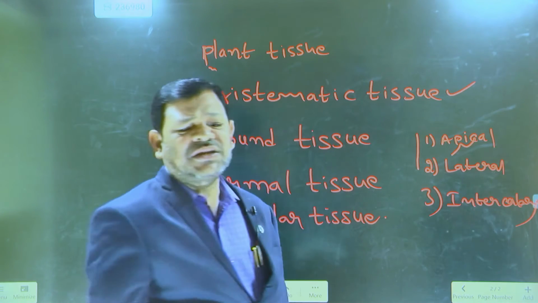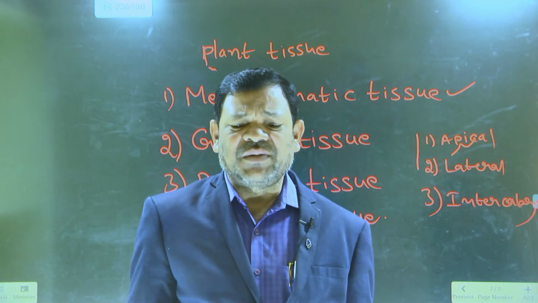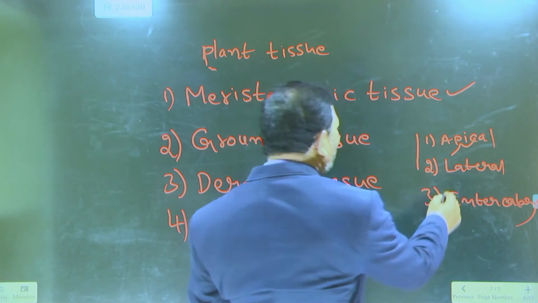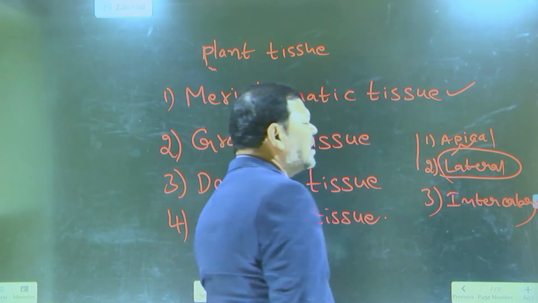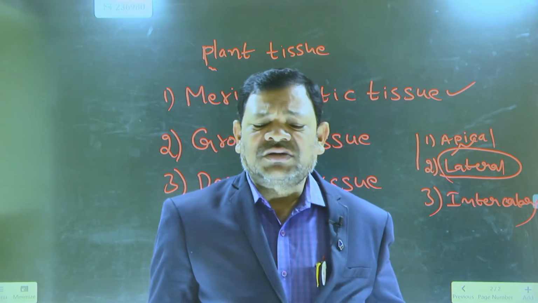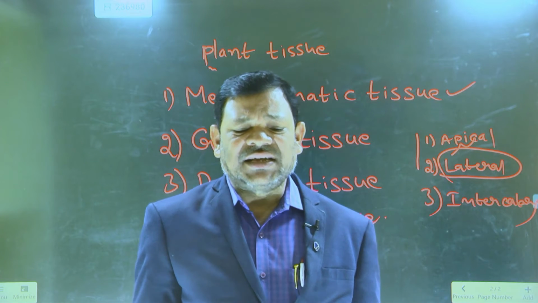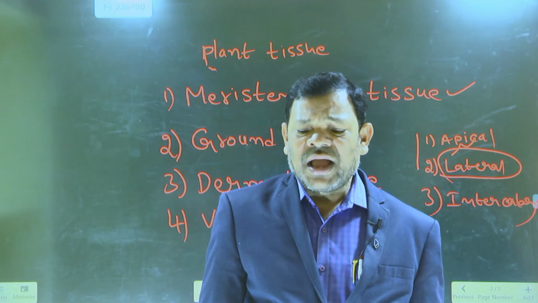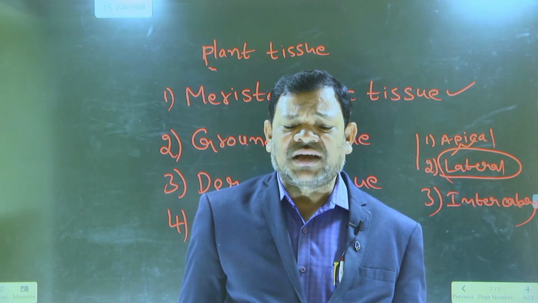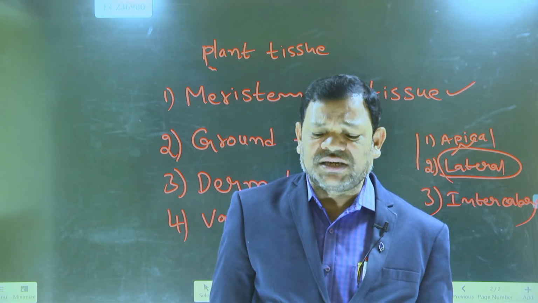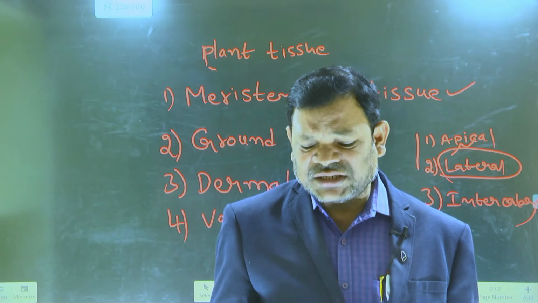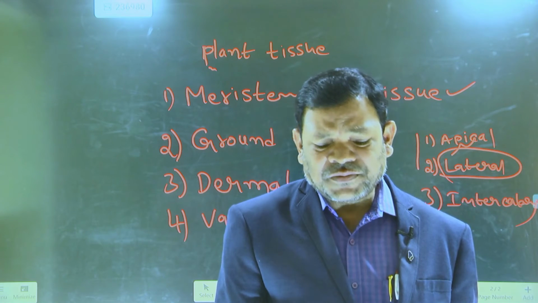Apical meristematic tissues are present in the tip of the root and tip of the shoot. Lateral meristematic tissue, where the branches arise, increases the girth of the stem and roots. Intercalary meristematic tissues are present where the nodes arise. So apical meristematic tissue is over, we did it last class.